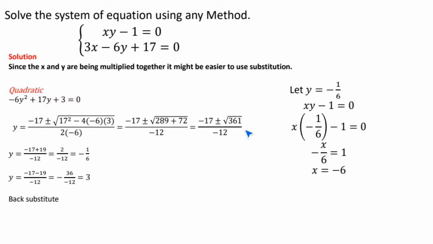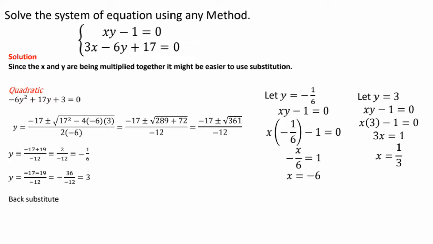We start with y equals negative 1 over 6. Plug it into the first equation. You can plug it into either of the two equations, but I picked the first one. It's a lot easier. So we have x times negative 1 over 6 minus 1 equals 0. So we have negative x over 6 is equal to 1. Multiply by negative 6 on both sides. So we have x is equal to negative 6.